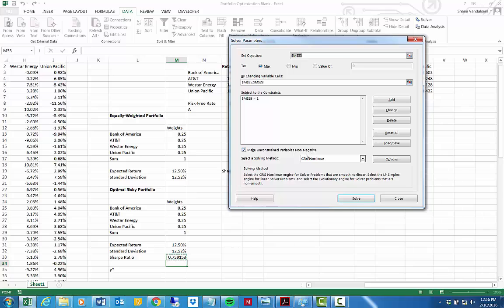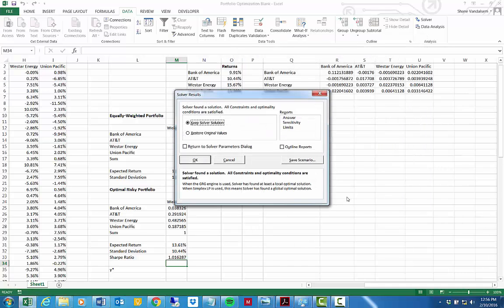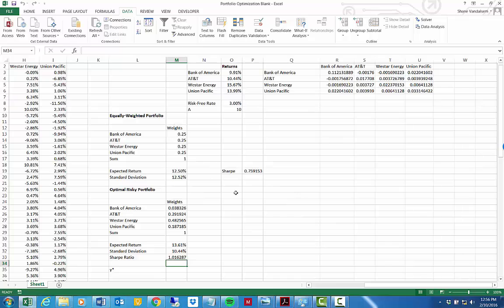And then the next box down here, this is important. Make unconstrained variables non-negative. Our unconstrained variables are going to be our weights. So by saying that they have to be non-negative, we're saying, we've already said the sum of these has to be equal to 1, but now we're saying none of these can be less than 0. So make sure that is selected. Press Solve. It says we found a solution. We're happy, we got a solution. Here's what it looks like.